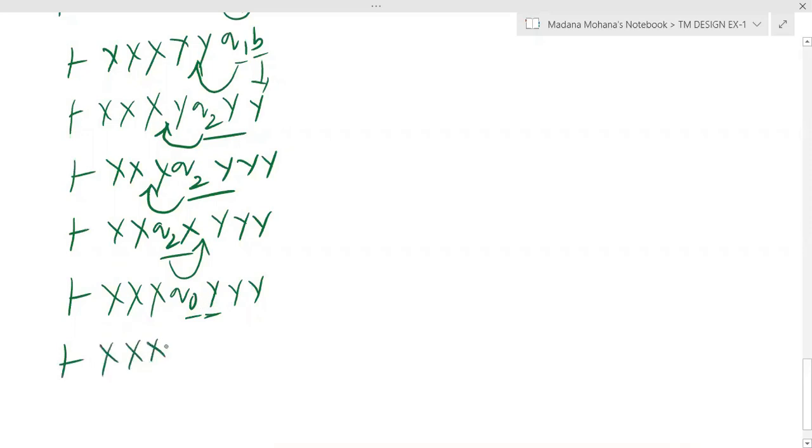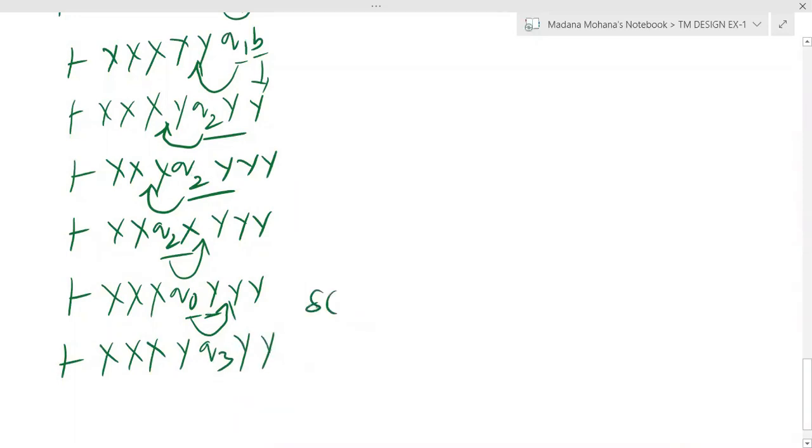Now X X X. Now Q2 Y. So Y is replaced with Y. Then it goes to a new state. Earlier we have three states, Q0, Q1, Q2. Now as a new state you can take Q3. So Q3. Then Y is replaced with Y. Then it moves right. Then the remaining two Y's are there.